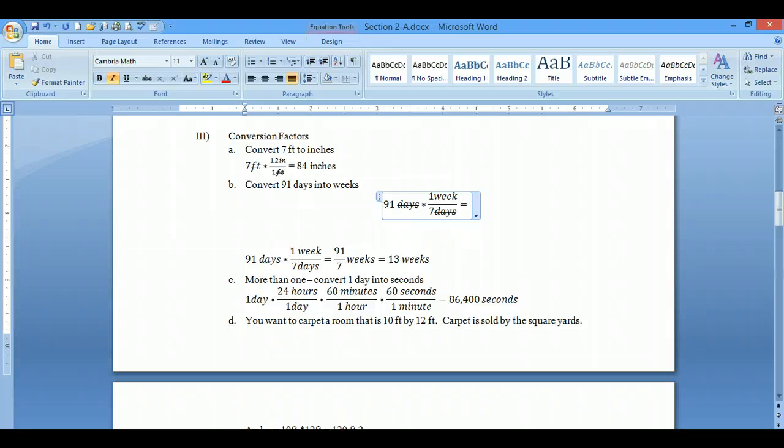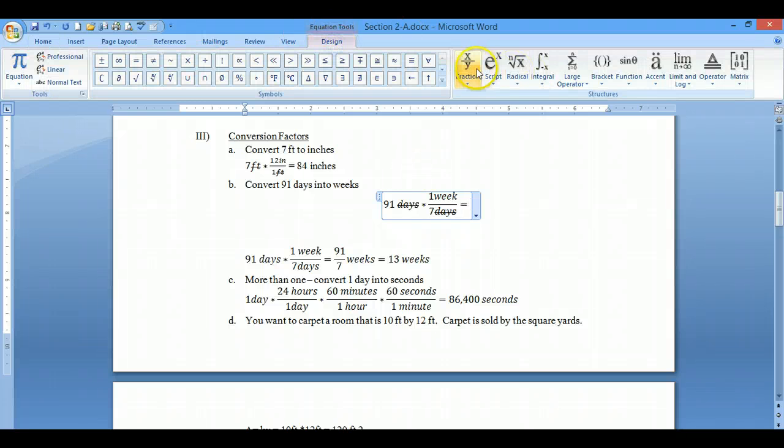Equals 91. When you multiply fractions, you do top times top and bottom times bottom. So I get 91 times 1 is 91. The only unit left I have is week or weeks. On the bottom, remember I can make this a fraction by putting it over a 1 or leaving it. 1 times 7 is just 7. So 91 divided by 7 gives me 13, and the only unit left is weeks.